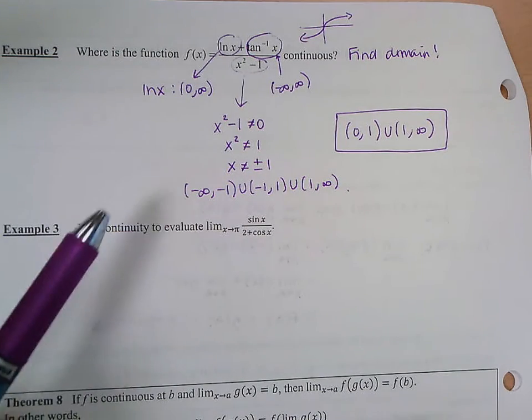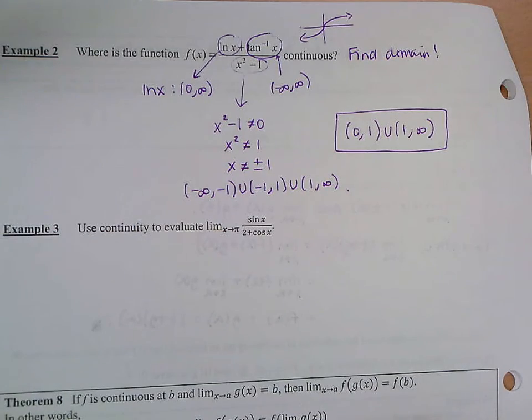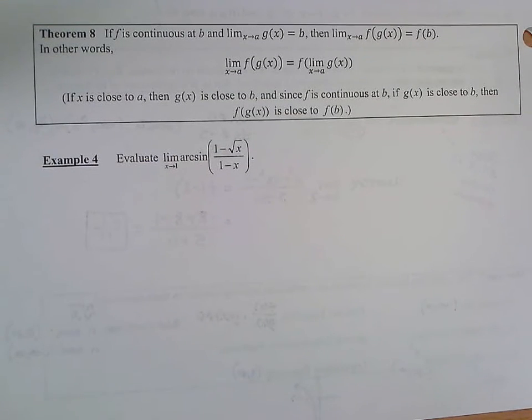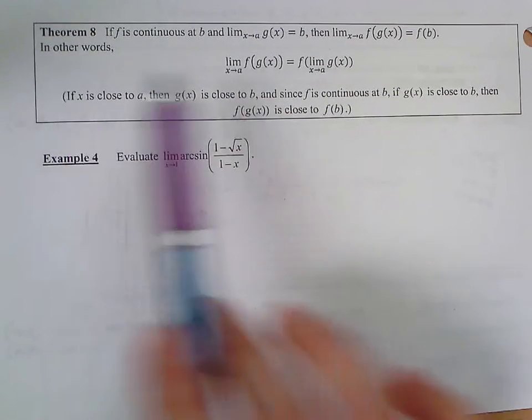This is just a combination of the two examples we did yesterday, but I want to go ahead to another type of combining functions, compositions of functions. So how we work with limits of composite functions. Here we have theorem 8. That's what it's called in your book.